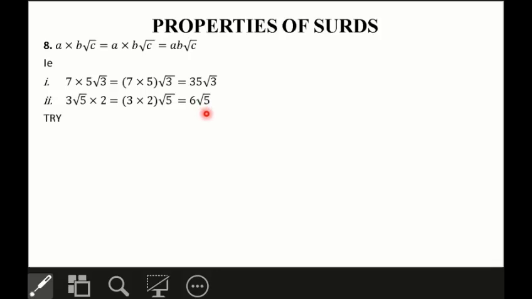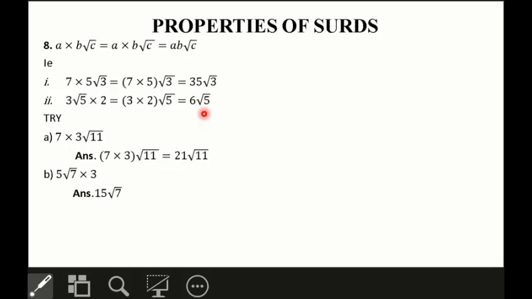Good. Trial example. 7 times 3 root 11. Did you get 7 times 3 times root 11, which will give us 21 root 11? Good. The next one, 5 root 7 times 3. The answer is going to give us 15 root 7. The last question, which is 4 times 3 root 6, and the answer is going to give us 12 root 6. That is good.